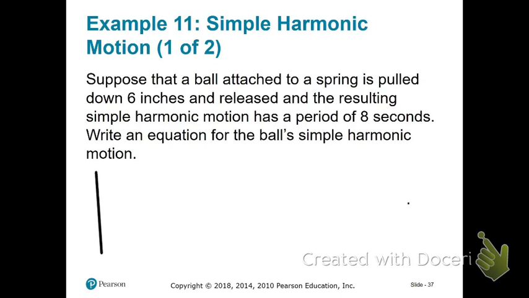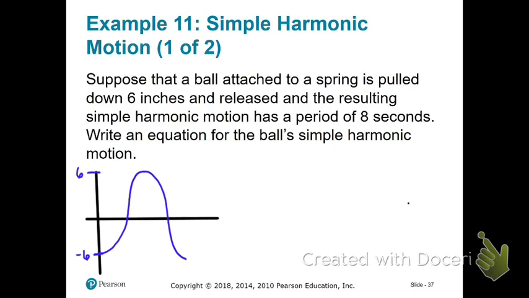Alright, so I'm going to graph this real quick here. We've got this ball attached to a spring, and it's going to be pulled down 6 inches and then released. So it's going to come down here 6 inches, and we're going to release it, and it's going to go up. And, of course, it's got to come back down. Since it goes down 6 inches, it's also going to go up 6 inches. It tells us that it has a period of 8 seconds, so when it comes back down to where the -6 is, that's going to be at 8 seconds. And it wants us to write the equation.